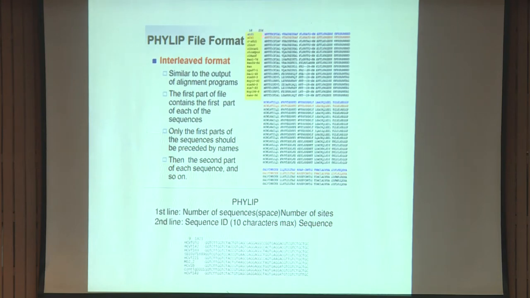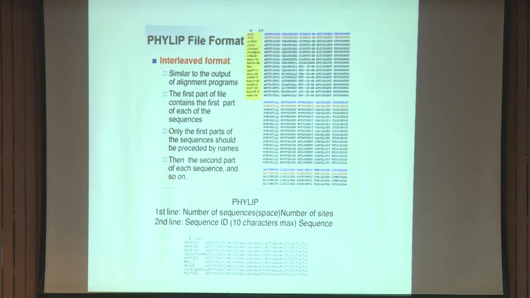So if it starts from 1 and goes up to 60, then 61, again you don't have to write the names. At the top you have to write how many sequences there are and what the nucleotide size of the sequence is, and then you create this Phylip format file. So the first line is the number of sequences and number of sites, then the sequence IDs, and then the sequences. So this is the Phylip format.